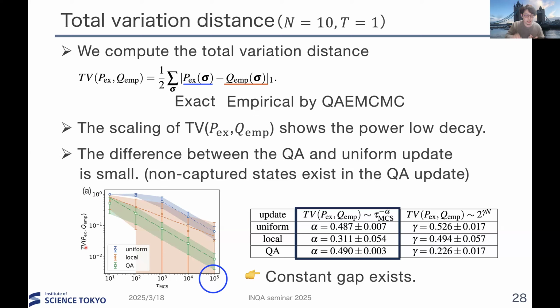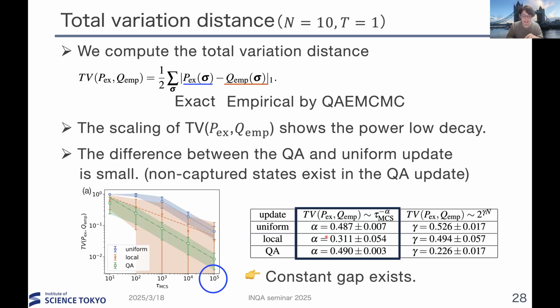The vertical axis is the total variation distance. The horizontal axis represents the number of Monte Carlo steps. The blue circle is the uniform result, the cross is the local one, and the green square is obtained by the QA update. The total variation distance shows a parallel decay. The exponent is shown in this table. From this figure, the difference between the uniform update and the QA update is small.